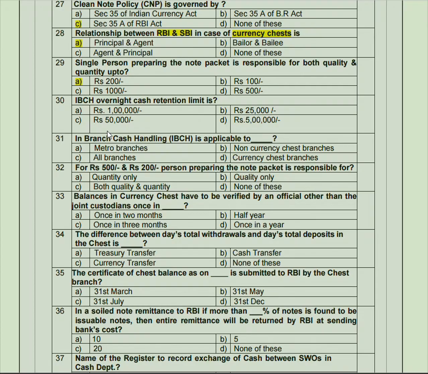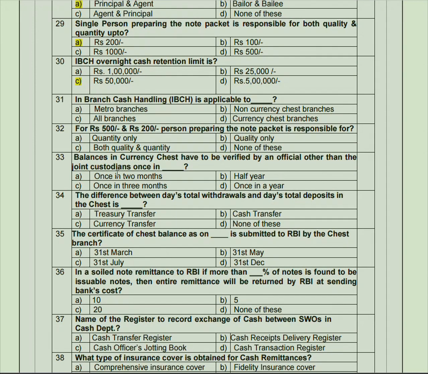IBCH overnight cash retention limit is 50,000. IBCH can retain cash up to 50,000. In-branch cash handling is applicable to, so 31st, it's C, all branches. All branches are applicable for in-branch cash handling, which is IBCH, and whose cash retention limit overnight is 3,000, as we know.